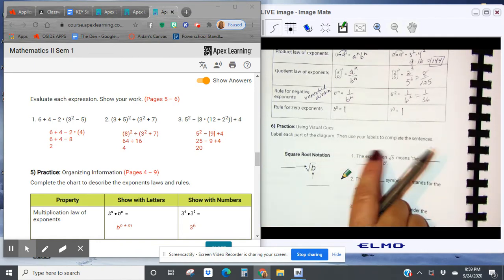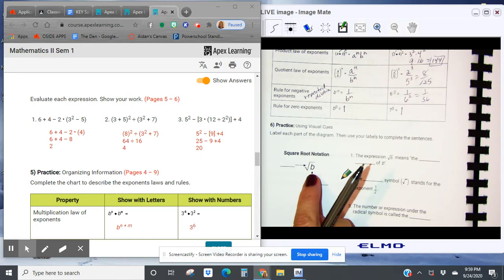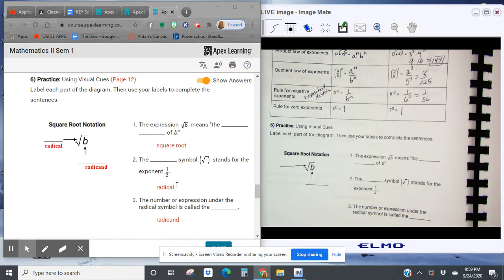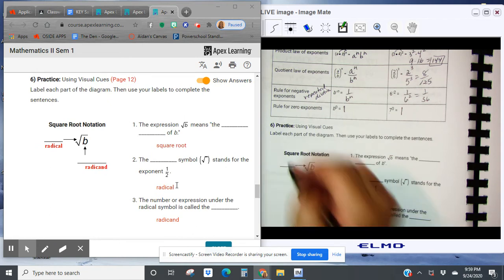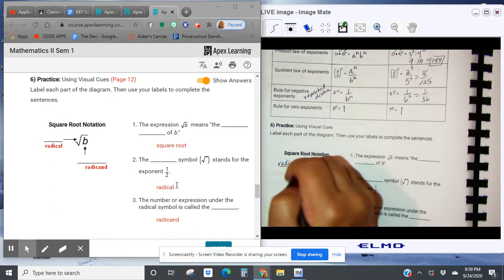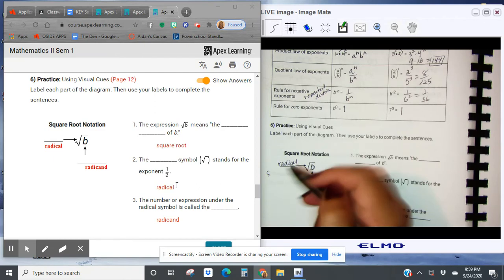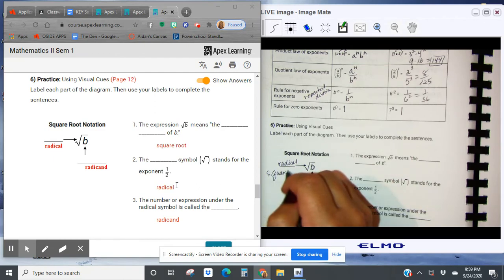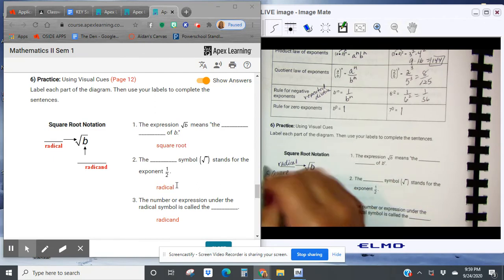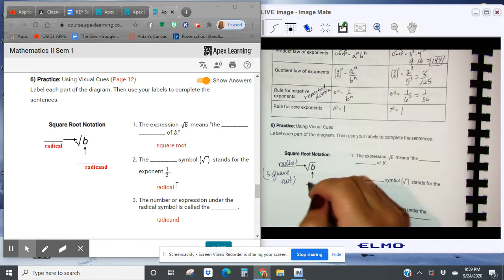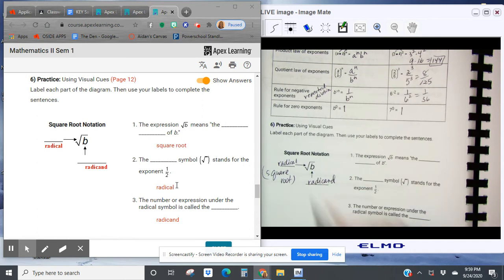Label each part of the diagram and then use your labels to complete the sentences. So we've got a square root. This is our radical sign, also known as a square root symbol. And then inside, that is our radicand, or the number under the square root. Sometimes Ms. Sanchez calls it under the house.